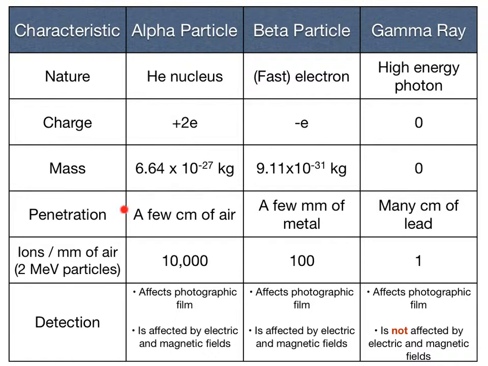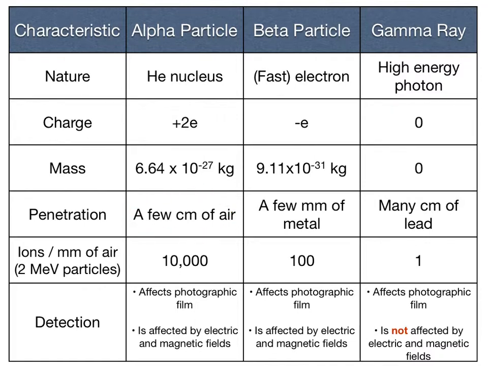And an alpha particle will only penetrate a few centimeters of air. Alpha particles, you can think of, they're like big lumbering trucks. They're heavy, they have a lot of mass, 2 protons and 2 neutrons, and they have a lot of charge, and so they're likely to collide with atoms on their way.